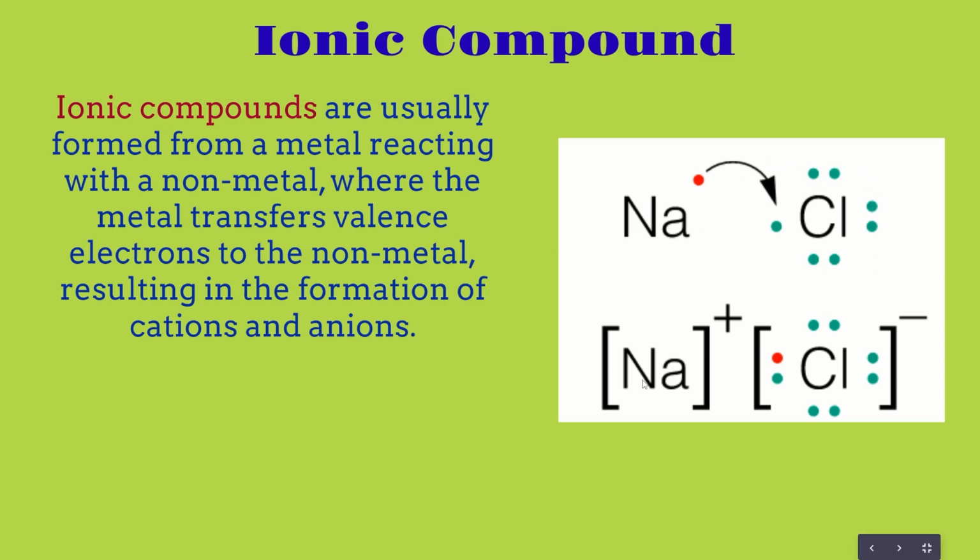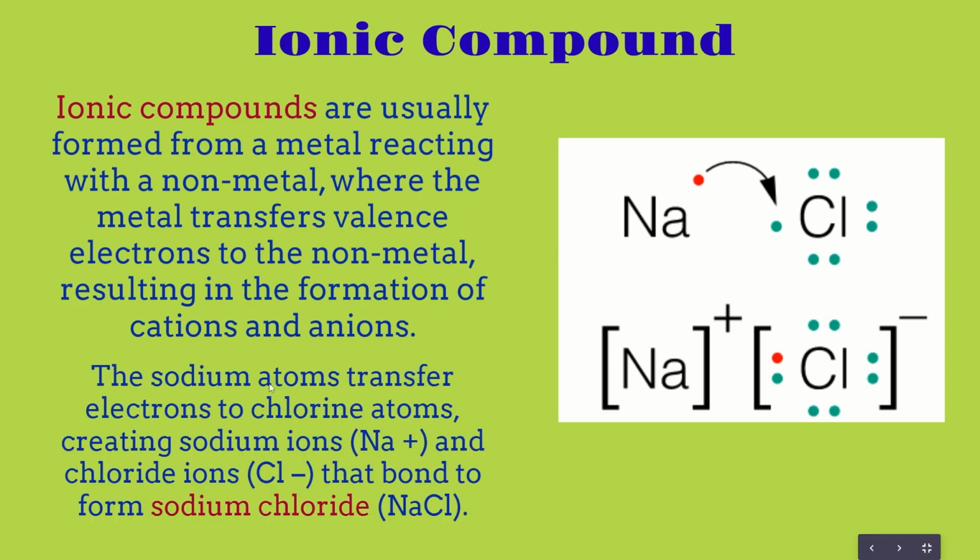And once this happens, sodium will become a positive ion, which means it's a cation, and chlorine will become negative because there are more electrons compared to the protons. So this is what an ionic compound is. It's where metals react with nonmetals, and then the valence electron gets transferred to the other atom. So as we said, the sodium atoms transfer electrons to chlorine atoms, creating sodium ions, Na+, and also chloride ions, Cl-. And this bond is for sodium chloride, NaCl, otherwise known as salt. So this is how ionic compounds form.